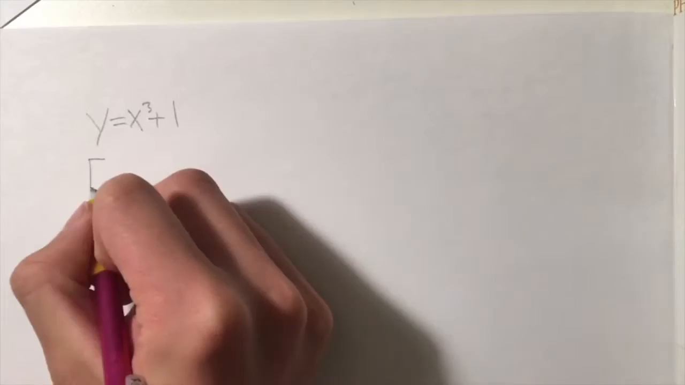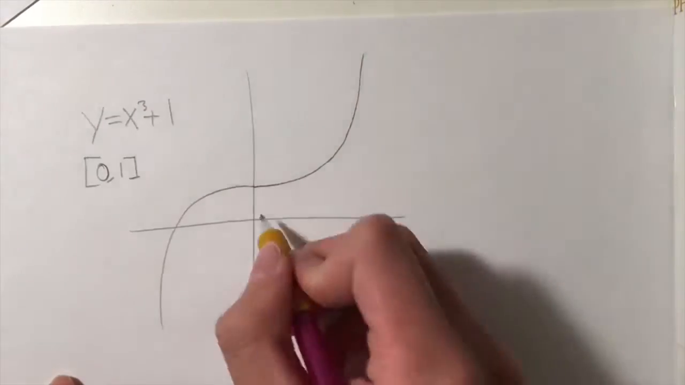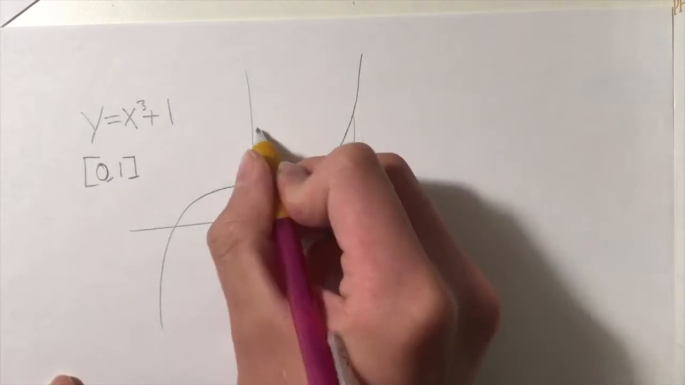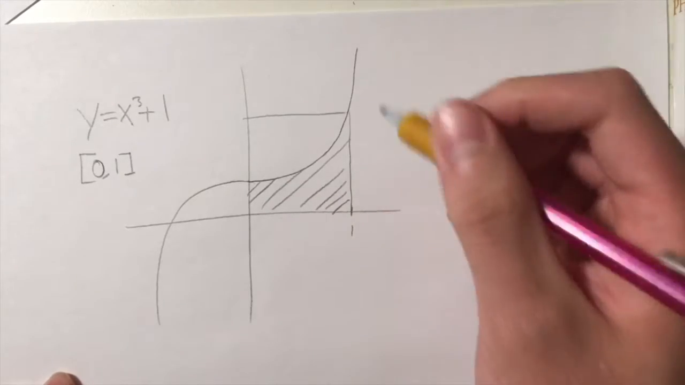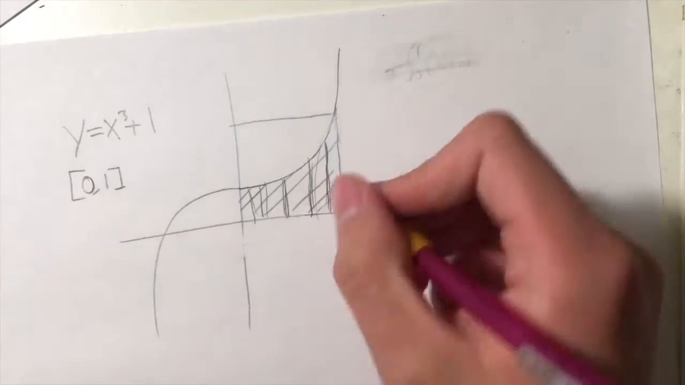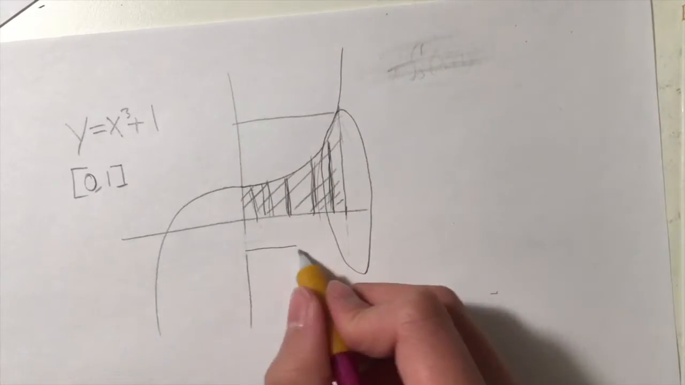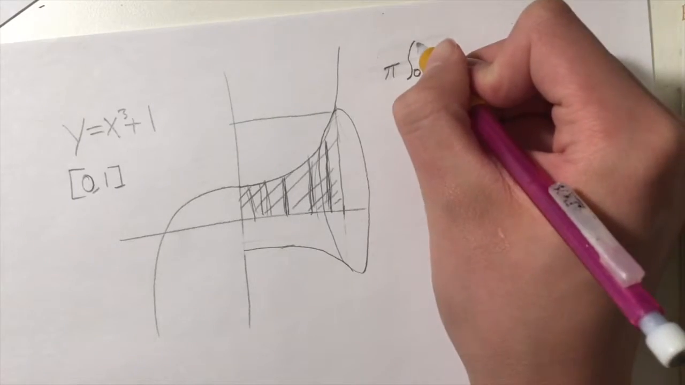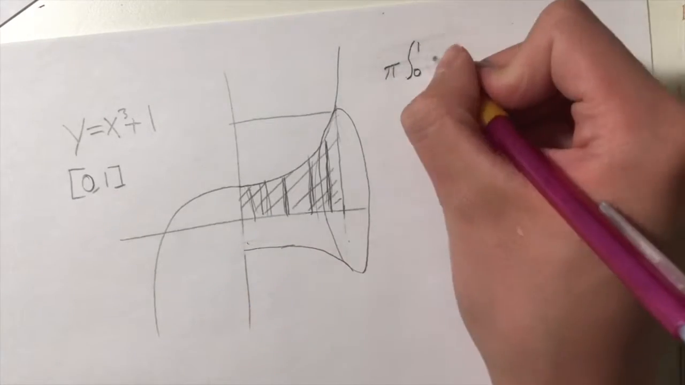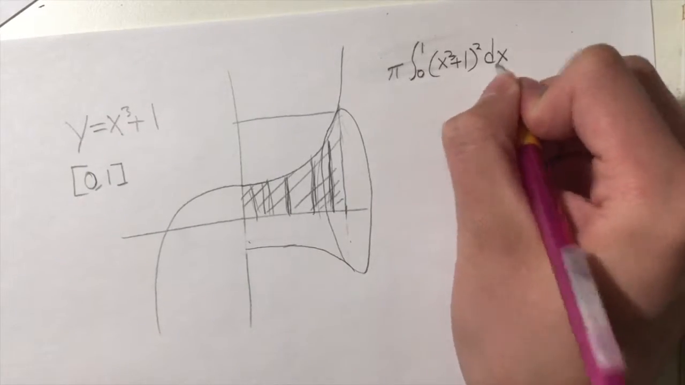Alright, so for the first one, let's take a look at y equals x squared plus 1 in the interval 0 to 1. It'll look something like this. So from 0 to 1, that's the area we're rotating. And so the volume would be the radius of that rotated around the x-axis to form a shape like this. And from what we learned, we would put it in as pi times the integral from 0 to 1 of the radius, which is x squared plus 1, squared, dx.